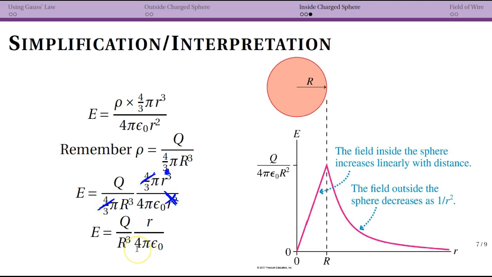This is actually quite striking. This tells you that your electric field actually gets stronger as you get further away from the center of the sphere. So there's this really helpful plot. If you're at the very center of the sphere, your electric field is 0.